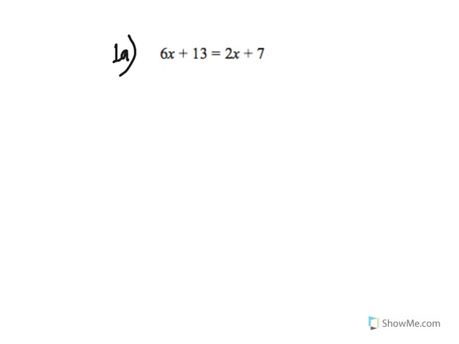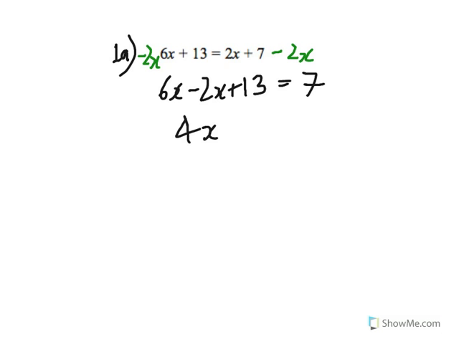Basically what we do is, let's say we want to get all the x's on the left hand side, we subtract 2x on both sides. So we get over here 6x minus 2x plus 13 is equal to 7. Now 6x minus 2x is 4x. And now, to get all the numbers on one side, we subtract 13 on both sides. So minus 13.